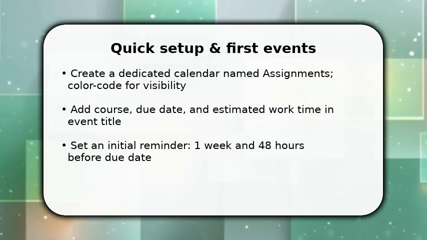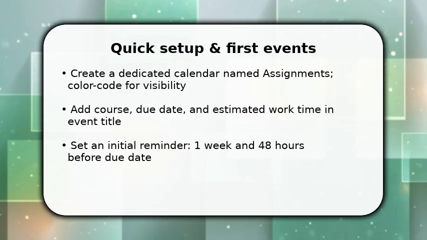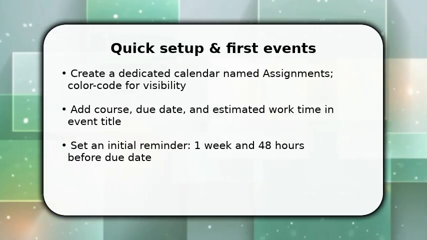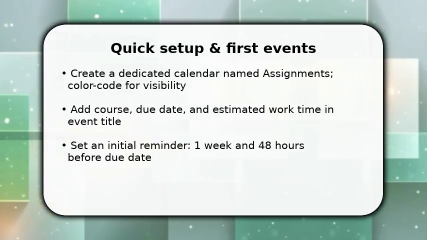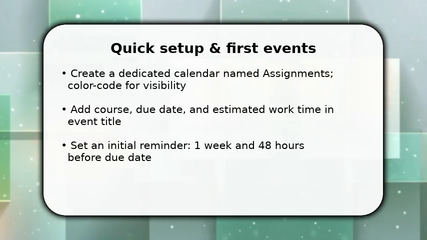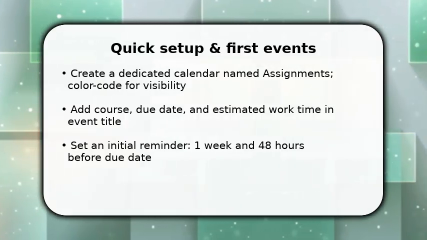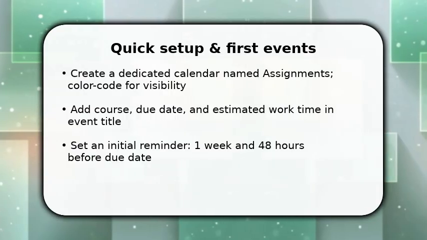This reserves focus blocks. Once done, add 2 reminders, one 1 week ahead and another 48 hours prior, so you see the deadline early and again close enough to act. Make sure to color code the calendar for instant visual scanning.